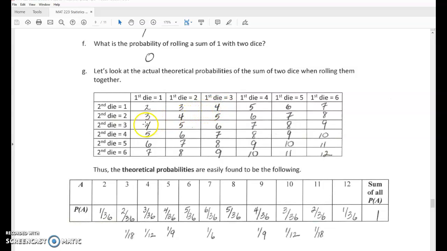There are three ways to get a 4. So 3 out of 36 is the probability of getting a 4, which can be reduced if you want to 1/12. There are 4 ways to get a 5, that means 4 out of 36 ways to get a 5. So there's a 1/9 probability of getting a 5. There are 5 ways to get a 6. So there's 5 out of 36. That's the probability for rolling a 6. There are 6 ways to get a 7. So it's 6 out of 36, or a 1 out of 6 probability of getting a 7.